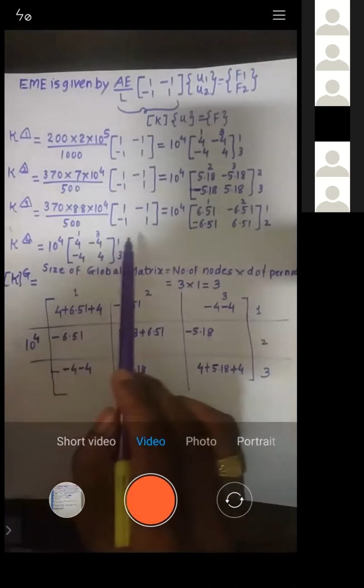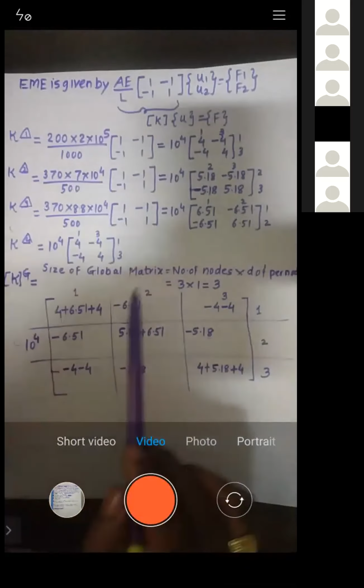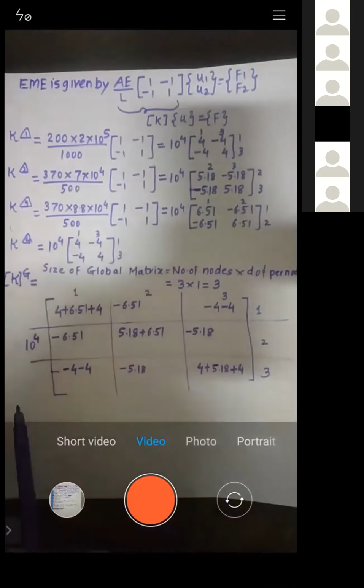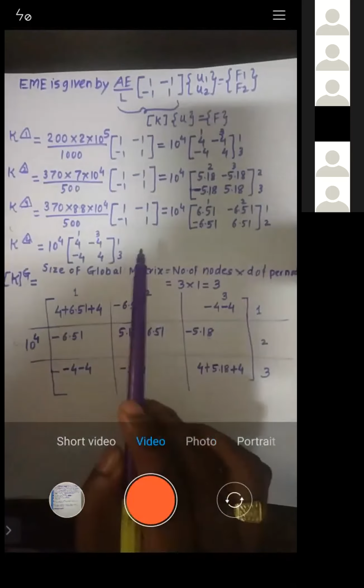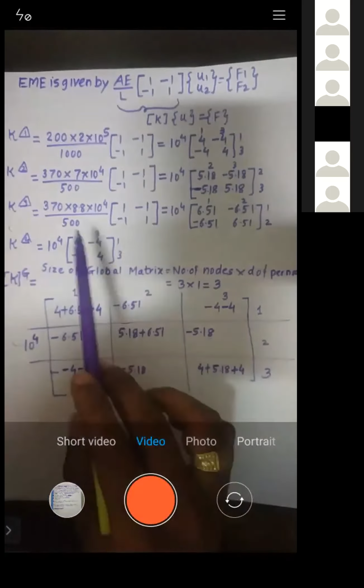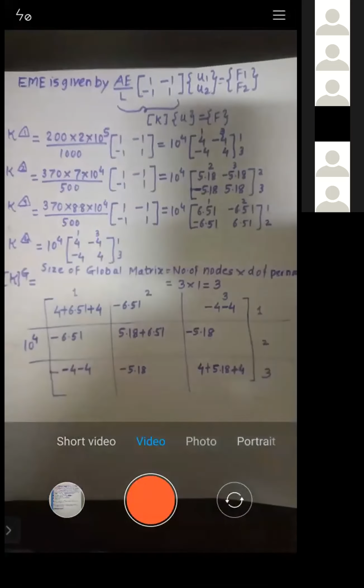Again go to the matrix. At 1 1 it is 4. Then at 1 3 it is minus 4. Let me complete. Then at 3 1 it is minus 4, and at 3 3 it is 4. Is it okay? Yes sir.